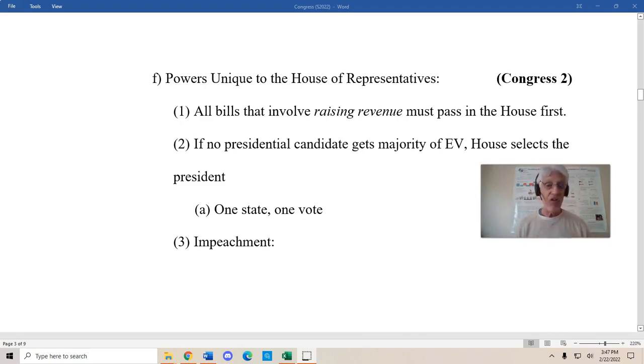That can be increasing taxes. It can also be reducing taxes. It can be increasing fees on certain services that the federal government provides, like taxing industries more or charging people more for their passports, anything like that. Any bill that involves raising revenue has to pass the House of Representatives first.